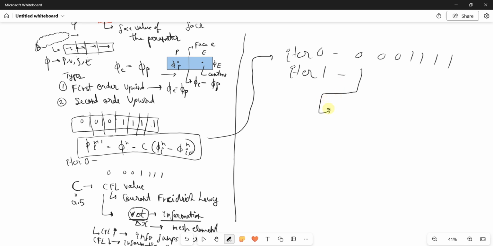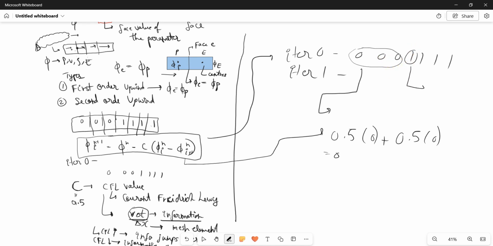For this term, I can write it as 0.5 times 0 plus 0.5 times 0. So 0.5 is your CFL and 0, 0 are the values of these iters. So here you get 0, this is fine. But when you are going into this time step, here it's 0.5 times 0, that's the previous cell value, plus 0.5 times 1, right? So this will be equal to 0.5.